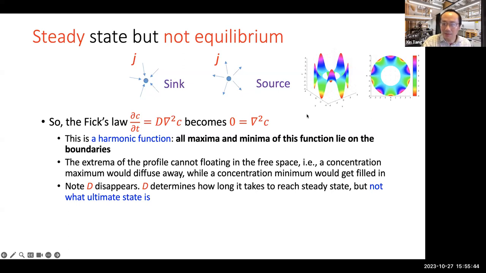So if this concentration reaches steady state, then all the maximum and minimum values are either on the outer surface or inner surface. So they form this kind of shape, this kind of distribution. Right? This is for the chemical concentration.